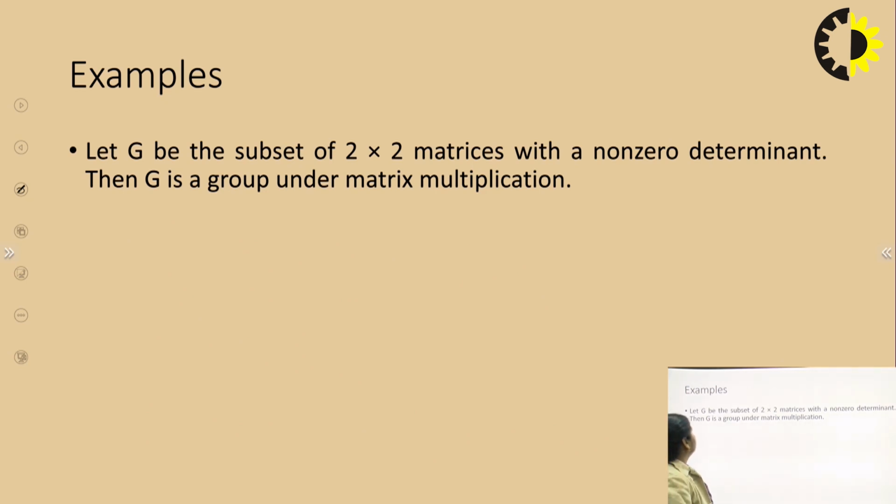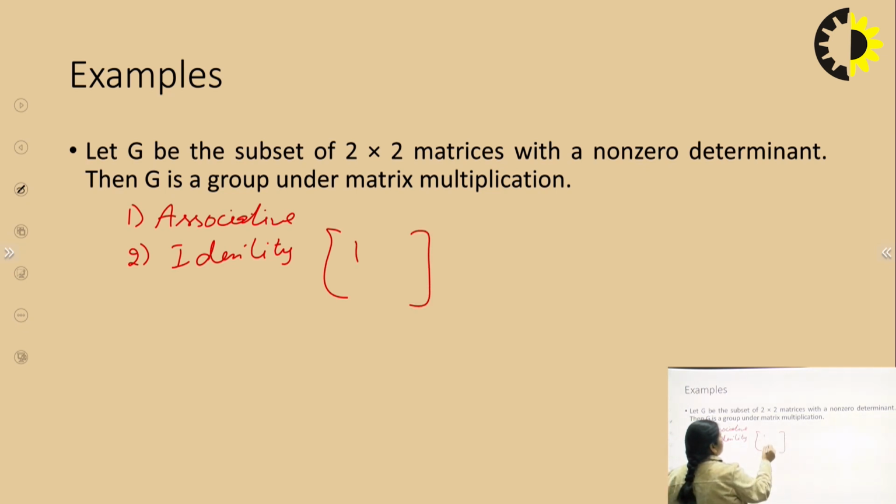Same way, if we take the set of 2 by 2 matrices with non-zero determinant. Non-zero determinant means inverse exists. So if we take matrix multiplication, we know from matrix algebra that it is associative in nature. Second, we have the identity matrix. The identity matrix of 2 by 2 matrices will be 1, 0, 0, 1. And we know that it has non-zero determinant. And because it is having non-zero determinant, for each A the inverse will also exist.